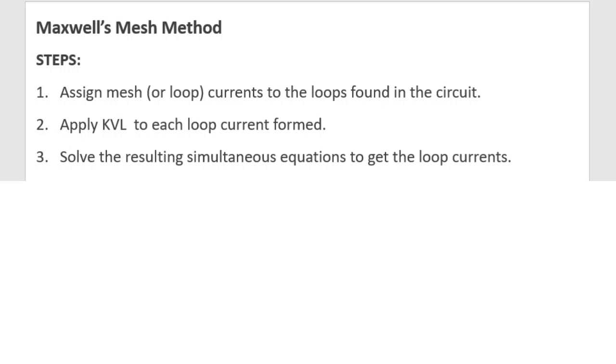So how is it done, or how is a complex circuit diagram solved using this method? First step, we will assign mesh or loop currents to the loops found in the circuit. Then apply KVL, and then using your algebra skills, you will solve the resulting simultaneous equations. I think you can use your calculator to solve for at most 3 unknowns, but with 3 equations. So let's proceed with an example.